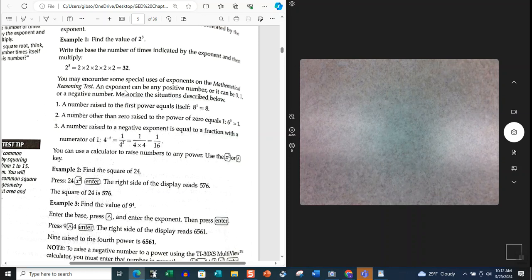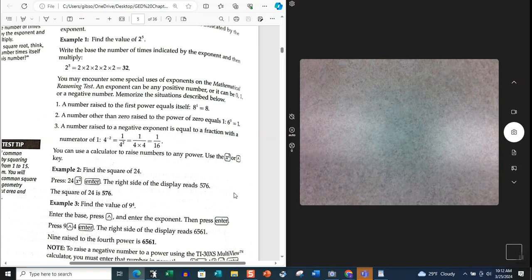You may encounter some special uses of exponents on the mathematical reasoning test. An exponent can be any positive number, or it can be 0, 1, or a negative number. Memorize the situations described below. A number raised to the first power equals itself. So 8 to the first power is 8.